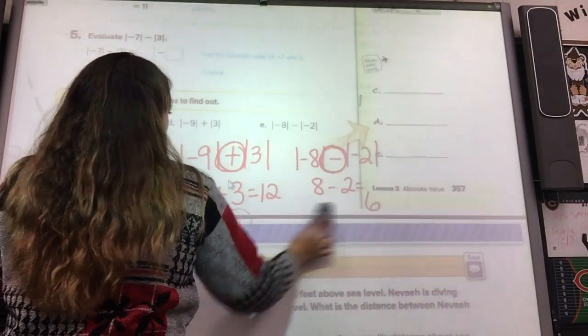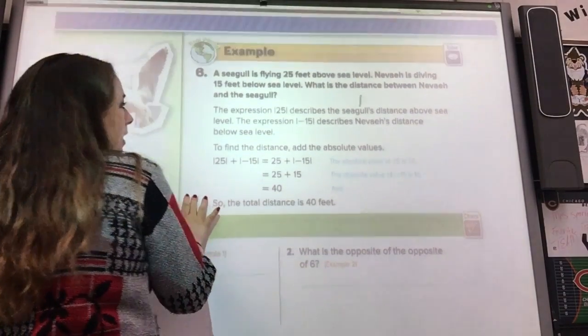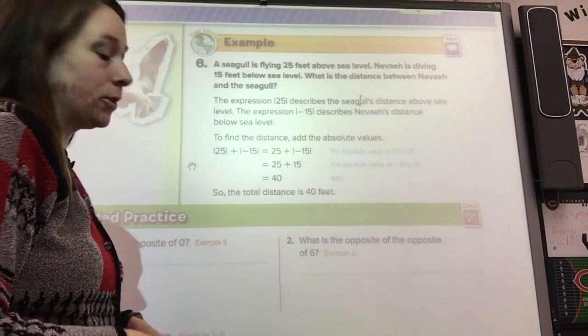All right. Let's move up. A seagull flying 25 feet above sea level. That's a positive. Above sea level is a positive thing.